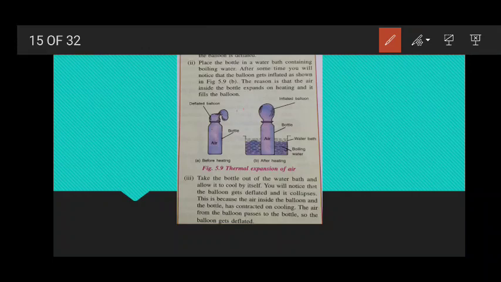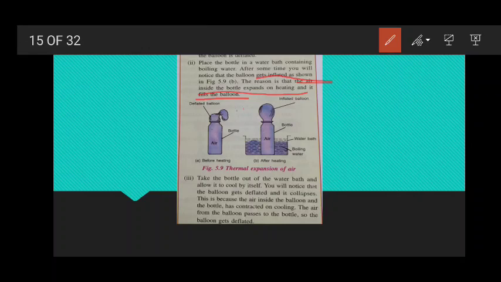Initially the balloon is deflated. Now place the bottle in a water bath containing boiling water. What will happen? After some time, the balloon gets inflated. What is the reason? The air inside the bottle expands on heating and fills the balloon, and so the balloon gets inflated.